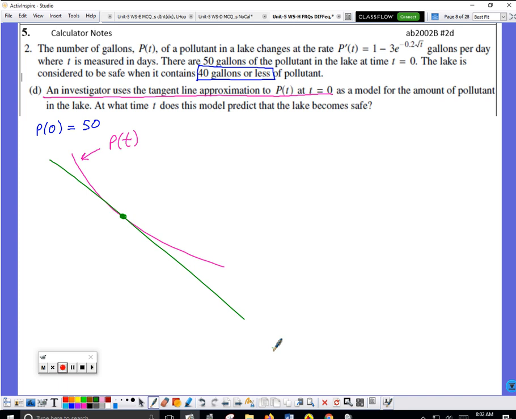It says an investigator uses this line. So they're going to use the green line, not the pink curve, as a model for the amount of pollutant. The idea is they don't have any way of calculating the pink line. So instead they say, we'll just use the green. We know they're not the same. As long as we stay pretty close to this spot, like look here, in this region, the green and the pink are pretty much the same. So if we just don't go too far away, it's a decent approximation. Okay, that's the big idea.